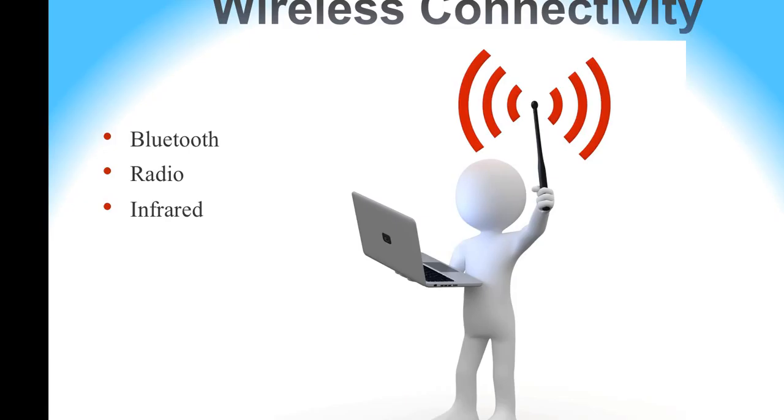Bluetooth, radio, infrared. So, talking a little bit about Bluetooth. What is Bluetooth? It's just another radio wave that's able to communicate. It ensures the device is able to power and configure by pairing.